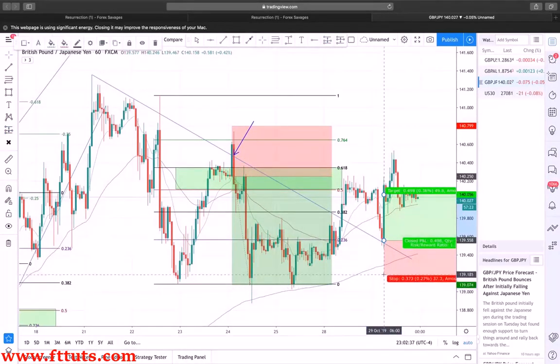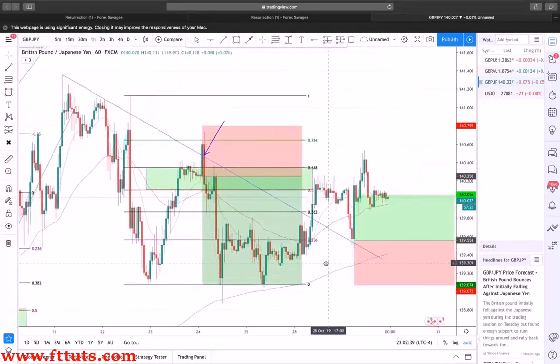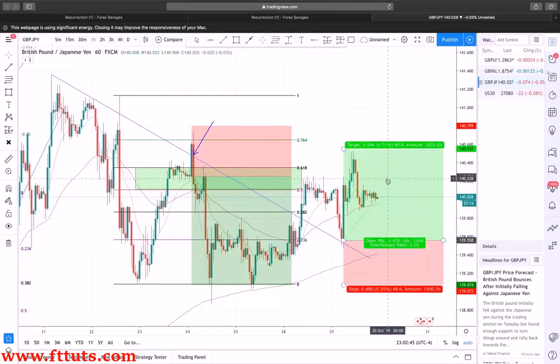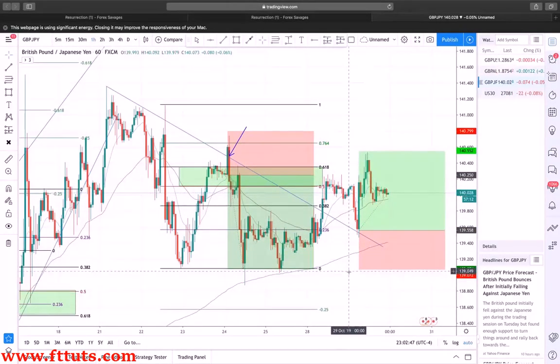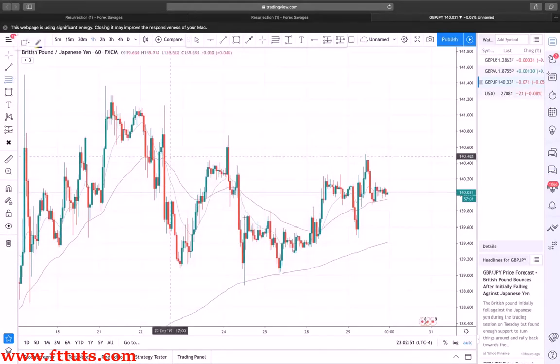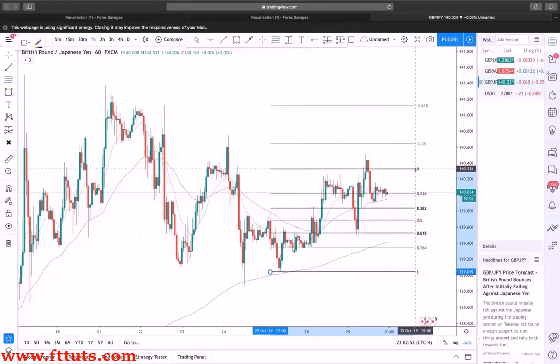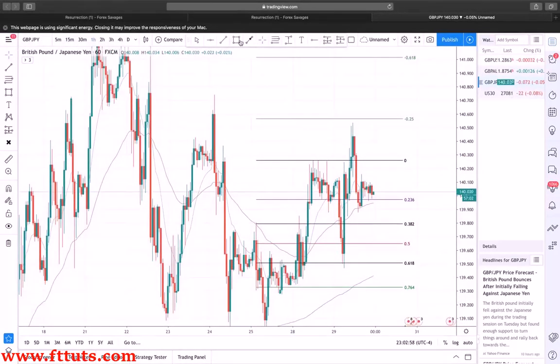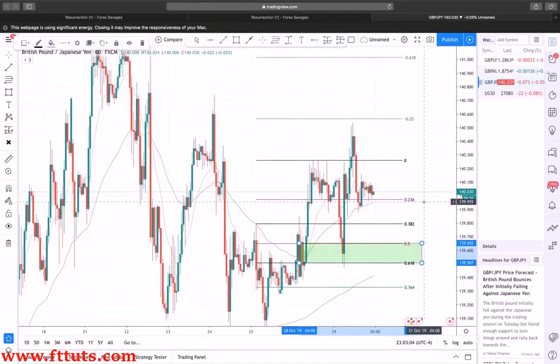Could have bought right there, 50 pip stop loss, 50 to 100 pip take profit. Look at that. Almost hit the 100 pip, but we definitely got our 50 pip. Within, guess what? A little mini Fibonacci zone. Right here.